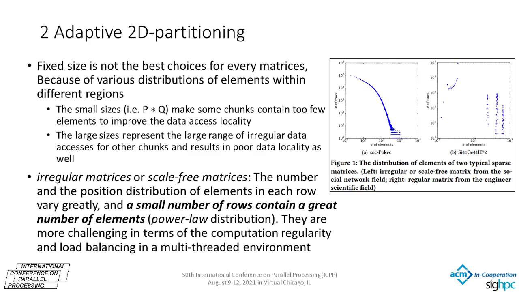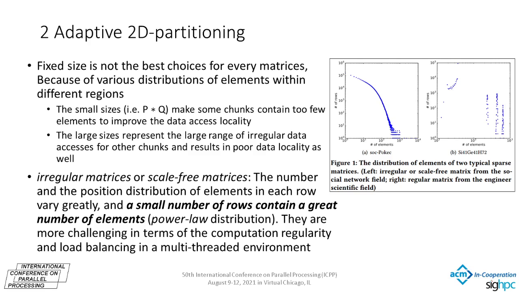The second method is adaptive 2D partitioning. For 2D partitioning, we found that a fixed size is not the best choice for every matrix. Because of the various distributions of elements within different regions, small sizes P and Q make some chunks contain too few elements to improve the data access locality, while large sizes cover a large range of irregular data accesses for other chunks and result in poor data locality as well. This phenomenon is especially evident for scale-free matrices.